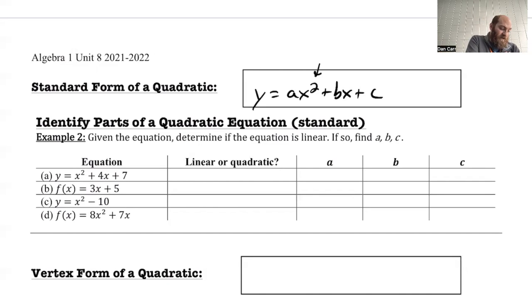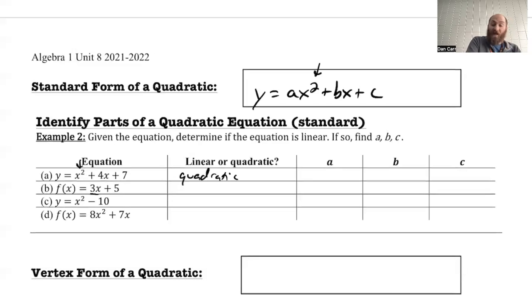So if I look at these options here, x squared makes it quadratic. It says linear or quadratic because when we look at the next one, I don't have an x squared. I just have x to the first. When we have x to the first, that's a linear function. Here we have x squared, so that's quadratic. And then again, x squared, so that's quadratic.